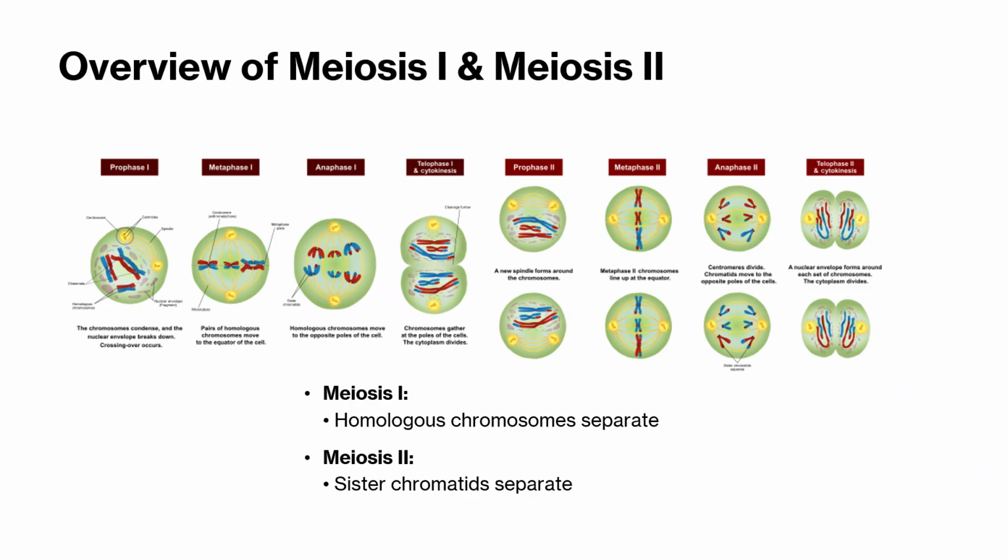Meiosis II resembles mitosis, separating sister chromatids. Many students confuse these two phases, but remembering 1 equals homologs and 2 equals chromatids makes the difference clear. Let's break each stage down step by step.